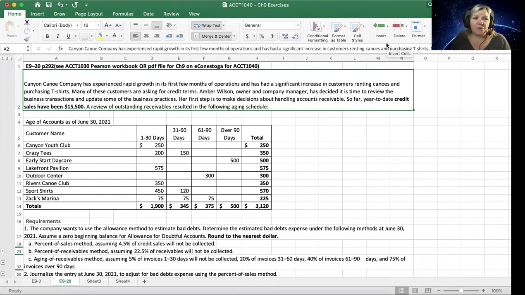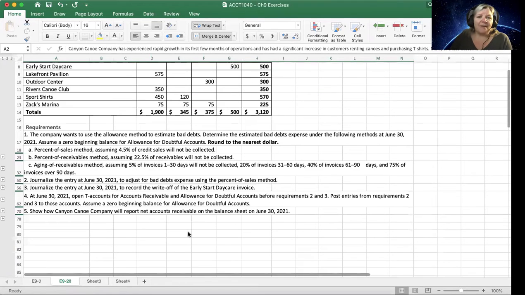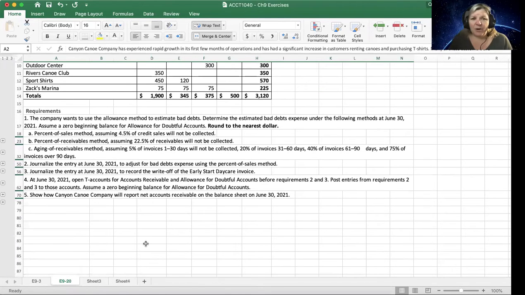There's a note at the top there in case you don't have volume 1 of the workbook, but we're going to jump right in. If you've watched my videos before, you know that I like to look at the requirements first to see what's being asked before we work through the question. So we'll start there. In this question, there's 5 requirements.